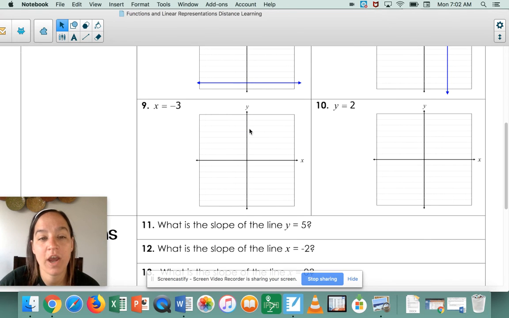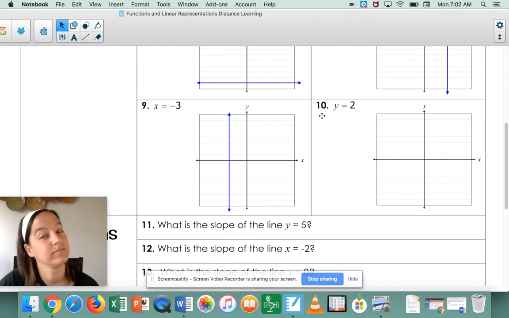All right, you go ahead, think about what number 9 and number 10 will look like. Will they be vertical or will they be horizontal? You tell me. And number 9, hopefully you said, is going to be vertical at -3. Number 10, I'm hoping you said to yourself, it's going to be horizontal, and it'll be at the +2.